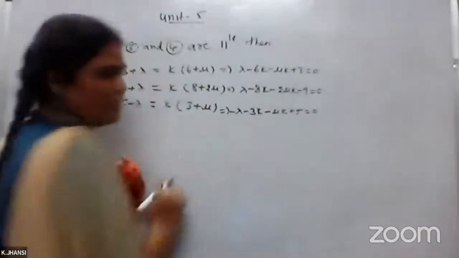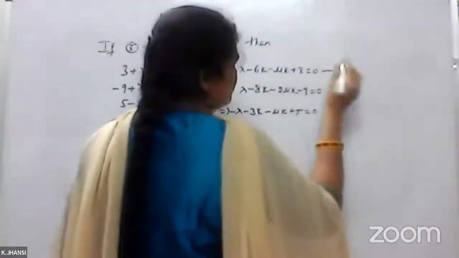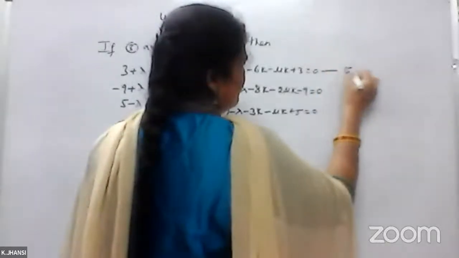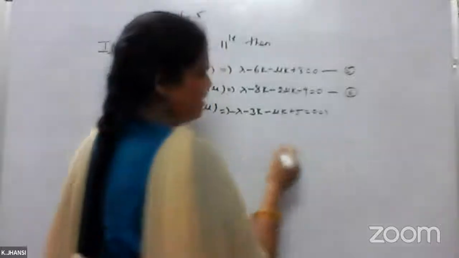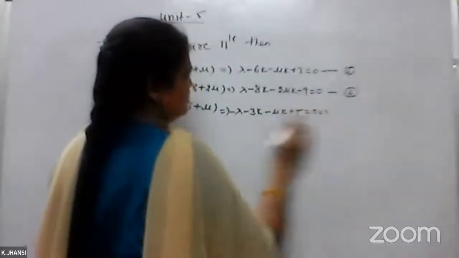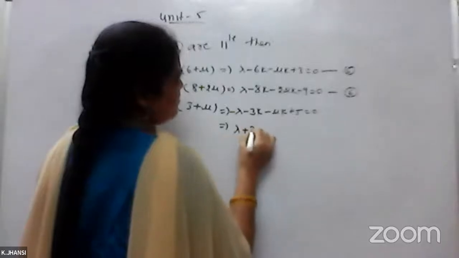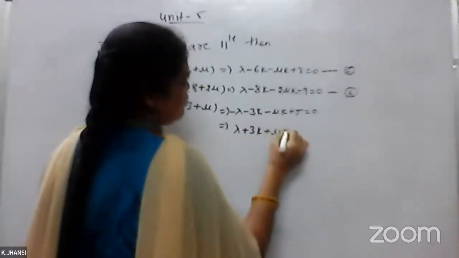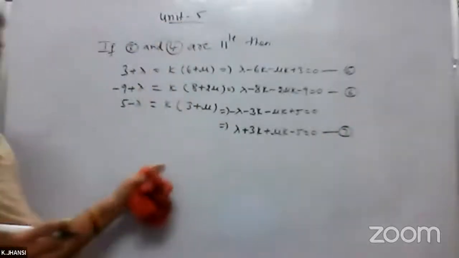Okay, whatever the negative value is there, you can convert that into the positive one, or else you can keep it like that only. Okay, so this is the 1, 2, 3, 4 we have taken. This is the fifth equation. This is 6, and here you convert it, if you take out the negative value, it is lambda plus 3k plus mu k minus 5 equals 0. Okay, this is the seventh equation.